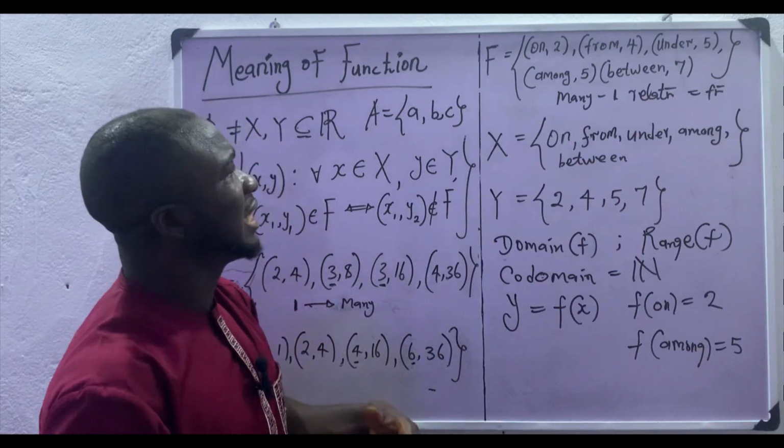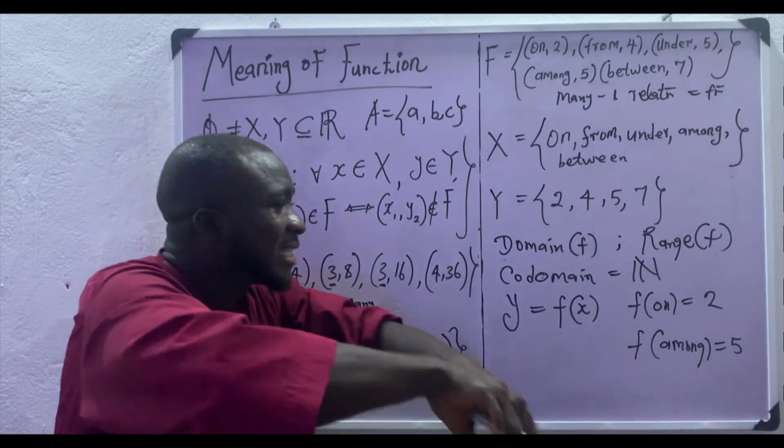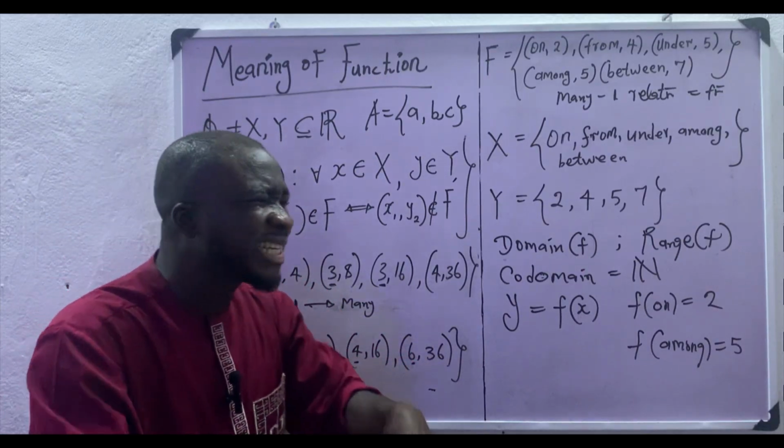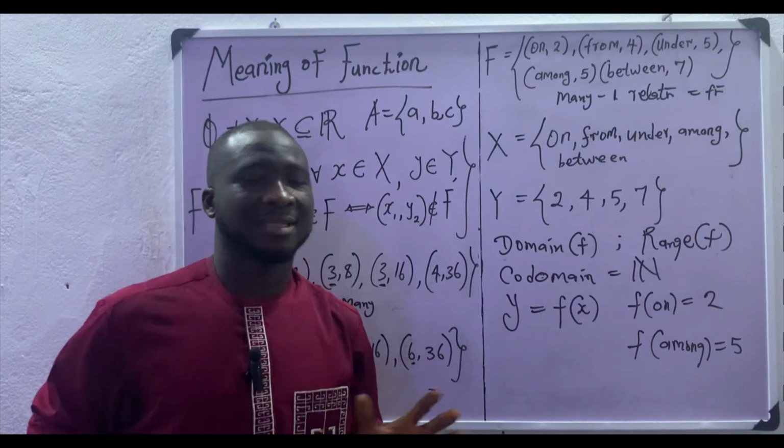This is how we obtain the domain and range of a function if it is defined in terms of a set of ordered pairs of points whereby no two distinct elements have the same first entries.